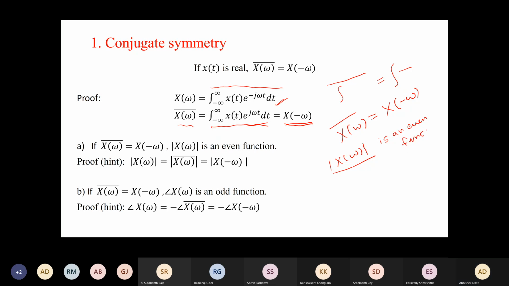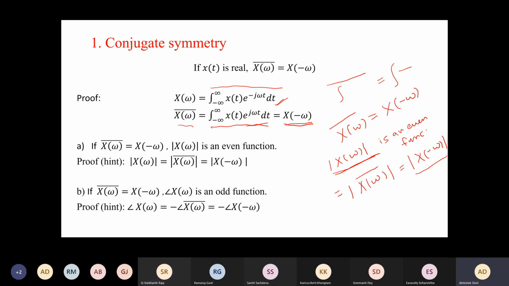And why is this? Because mod of X(omega) is the same as mod of X(omega) conjugate, right? You know that the mod of a complex number and the mod of its conjugate remain the same. And mod of X(omega) conjugate is the same as mod of X of minus omega. So what we get, mod of X(omega) is the same as mod of X of minus omega. That means mod of X(omega) is an even function. Is it clear? Any doubt? No.